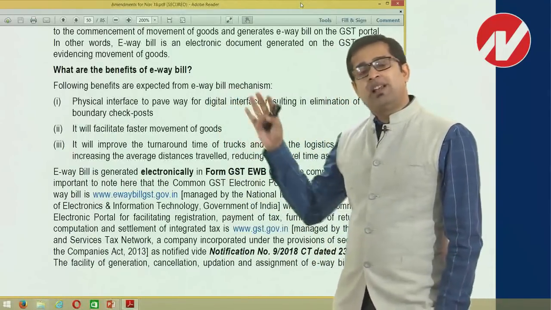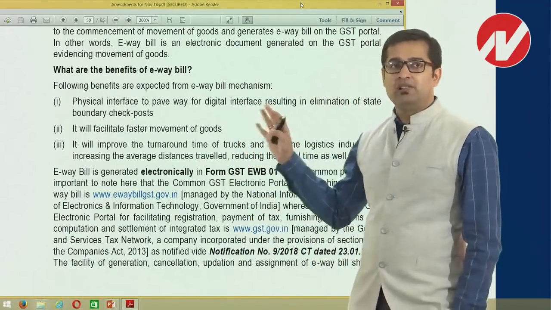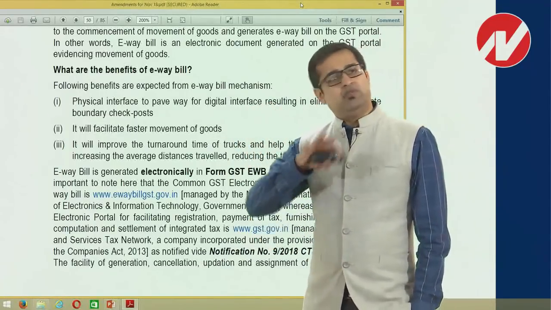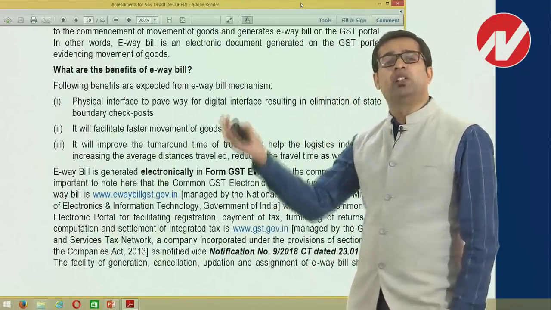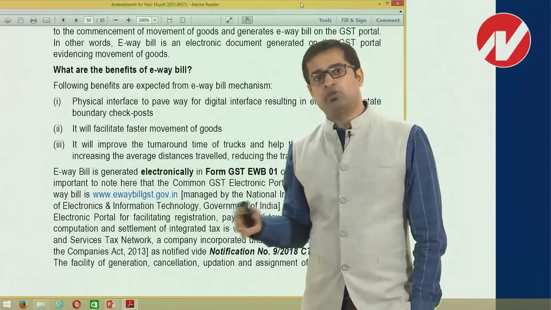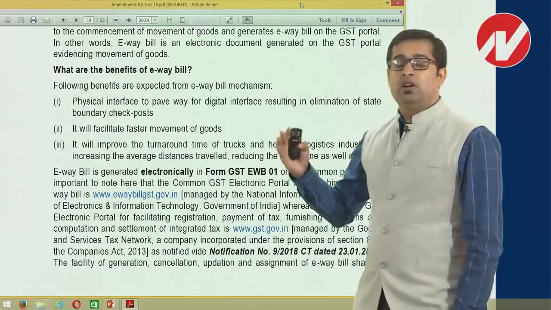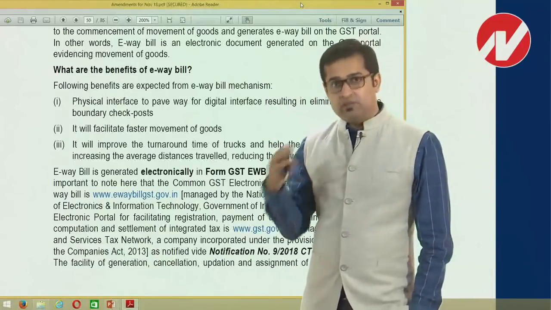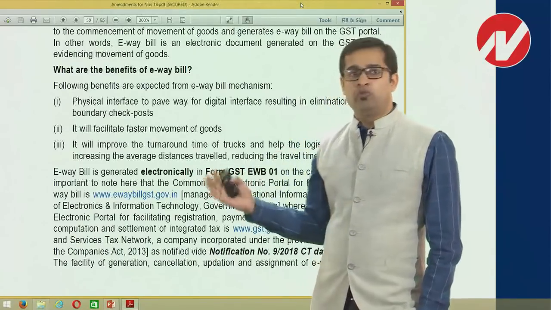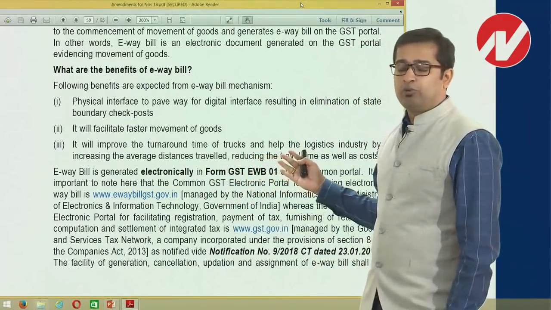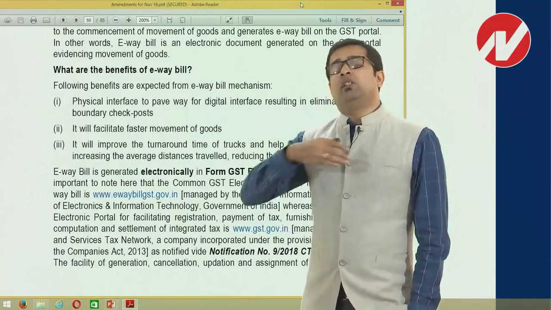So basically, there are three benefits which have been explained. The first benefit is that the physical interface will be completely changed. No physical verification is required. Everything will be in digital form. So a digital interface will be introduced as compared to the physical interface. And because no physical interface will be required, the check post checking system will be removed. And because the check post system will be removed, the cost will come down.